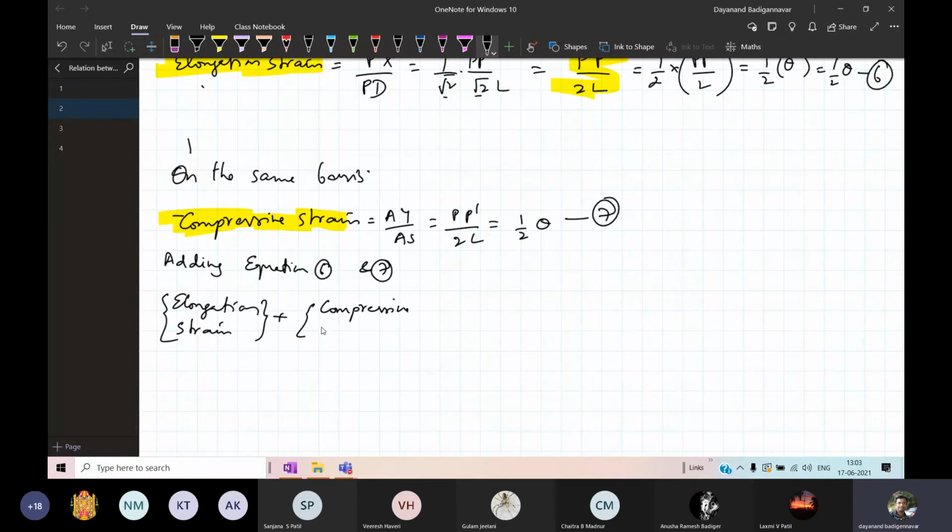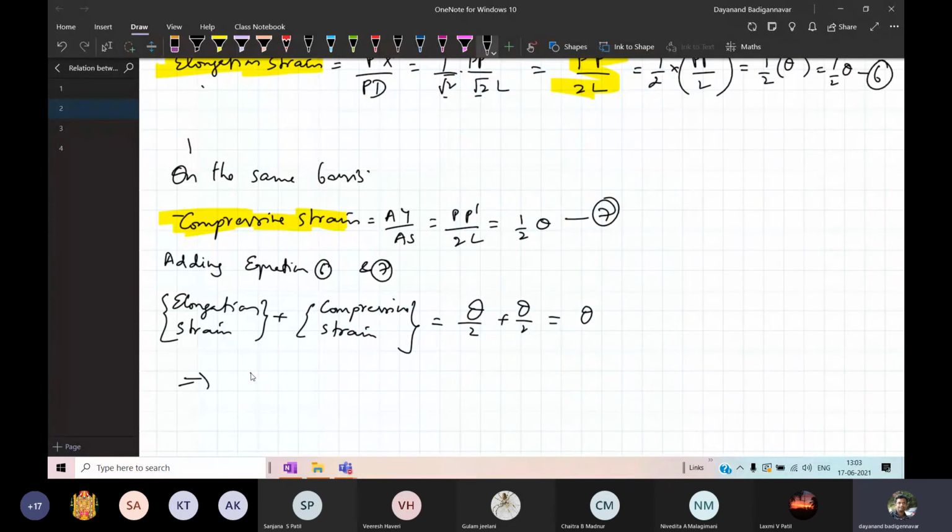Adding equation 6 and 7. Now you got that. What is elongation strain? It is theta by 2. We have already done this from 6. Plus compressive strain, it is again theta by 2. So if you add it, that gives you theta. So therefore, you write it again here.